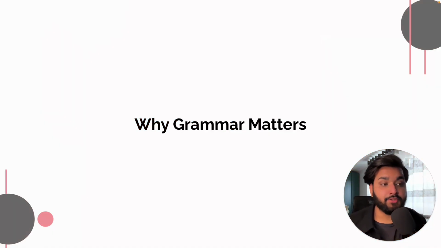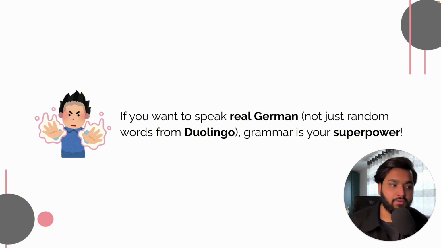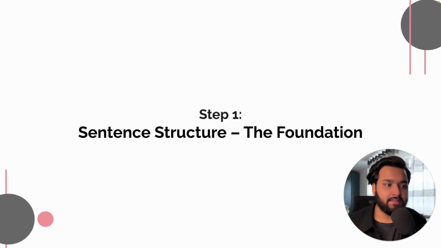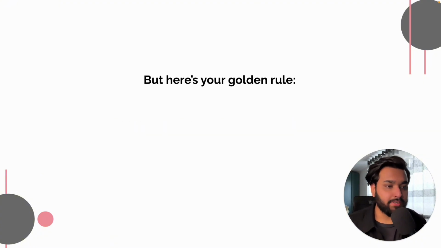So let's start with the question: why does grammar matter? If you want to speak real German, not just random words from Duolingo, grammar is your superpower. And today I'll give you a mini recap through the jungle. Step number 1, sentence structure, the foundation. German sentence structure can be wild, but here's your golden rule.